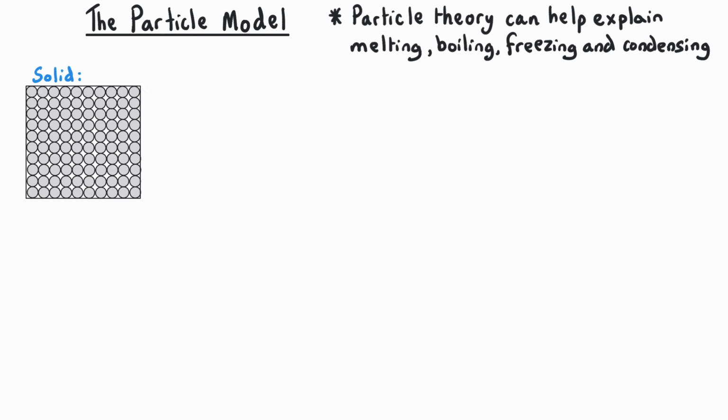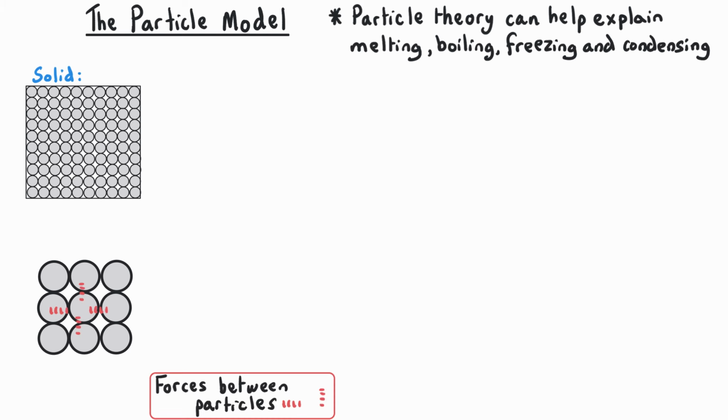Particle theory can be used to help explain changes of state. The particles in a solid are held together in ordered rows and a regular pattern, and the particles are not free to move around, only to vibrate about a fixed position. And this is because there are strong forces between the particles holding them in that fixed position.